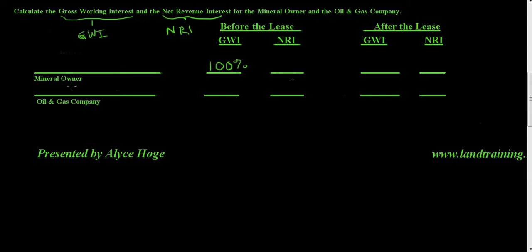So before the oil and gas lease, the mineral owner owns 100% of the gross working interest, meaning they're going to pay all the bills. And before the lease, the mineral owner is going to get 100% of the net revenue interest, meaning they're entitled to 100% of the profits. The oil and gas company, before there's a lease, owns nothing. They don't own a gross working interest, and they don't own a net revenue interest.